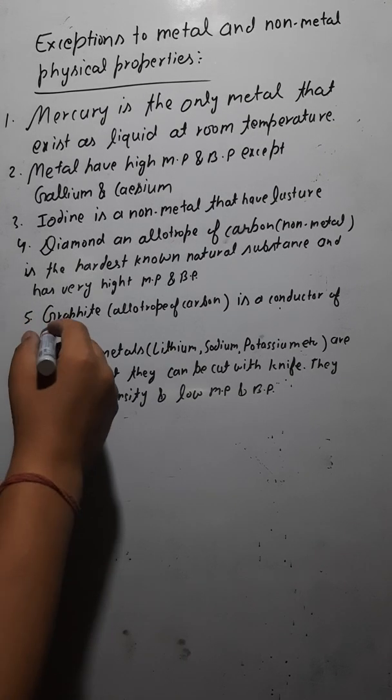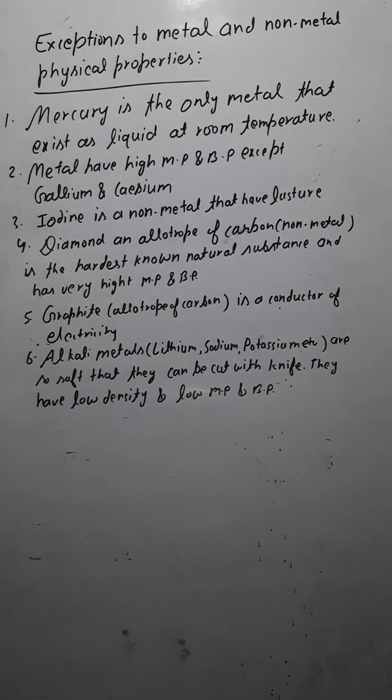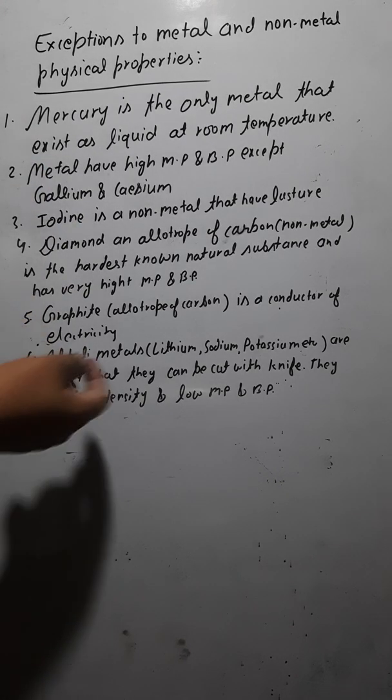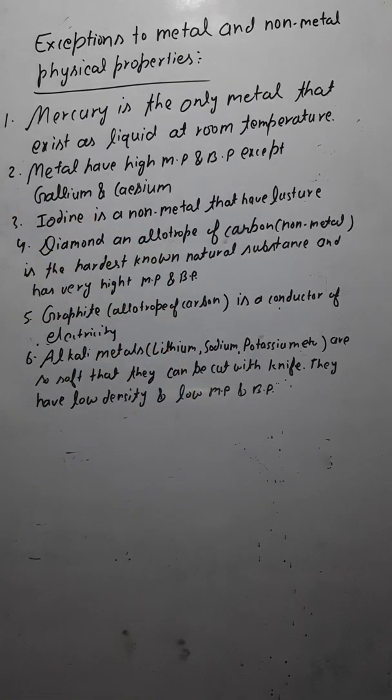Have you read this? Bad conductor of electricity. We have read this, we have discussed this. Non-metals are bad conductors of electricity. But we have graphite, which is again a non-metal because it is made up of carbon. So graphite, which is a non-metal, is a good conductor of electricity. Again, it is not following the properties of the non-metal.